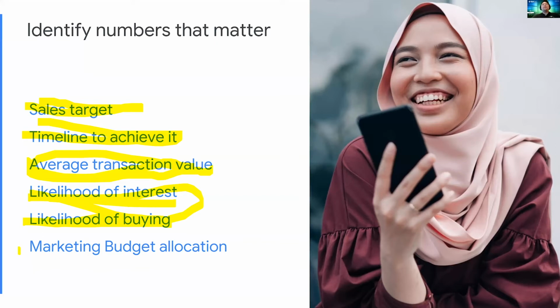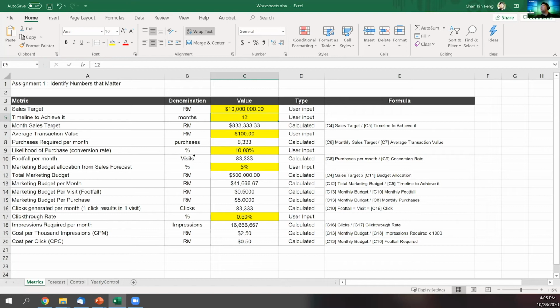So to elaborate further, let me just jump to a sheet that I've just prepared. So basically later I will circulate this sheet for everyone. You can use this as a very simple template, okay? But let me just zoom in for you to see, okay?